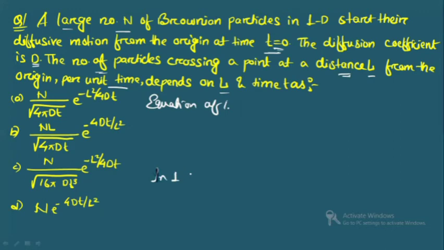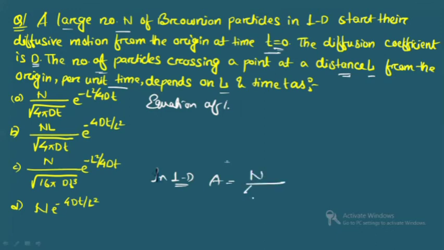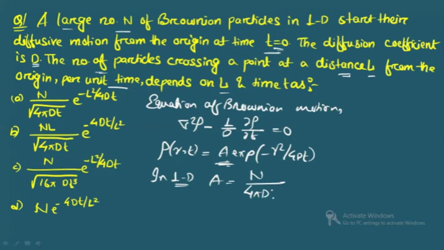In case of 1 dimension, what happens? A, the constant. This constant term is n by 4 pi D t whole to the power 1 by 2.